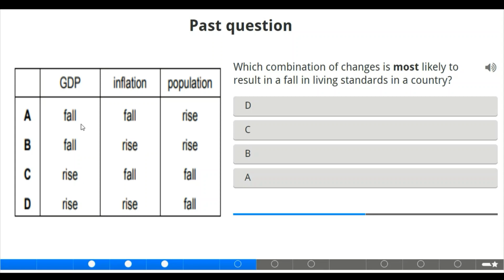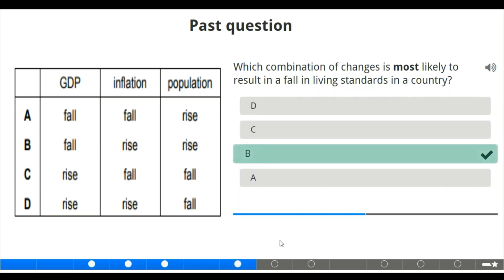Now let us check the options. We have here our GDP is 4, our inflation is 4 also, and our population is 5. That should not be our answer. Here we have our GDP also at 4, we have inflation increasing, and we have population rising. Of course, what can show us a fall in living standard is when our GDP falls, there is an increase in the population, and also a rise in inflation.